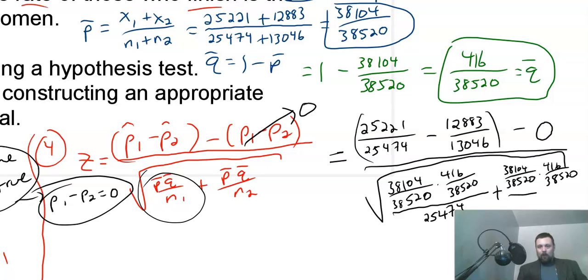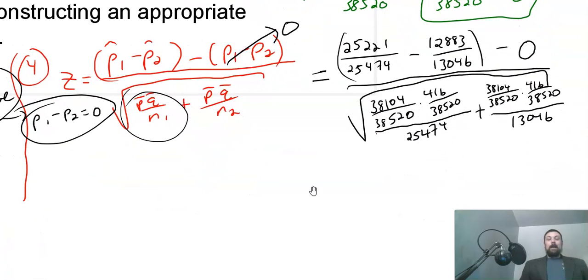38520 over N2, which is 13,046. Okay. There is our test statistic with all the numbers plugged in. Now, and I'm sorry, it kind of got messy here, but the square root applies to the whole thing, and it should go all the way to the outside there, but I'm not going to rewrite it at this point.